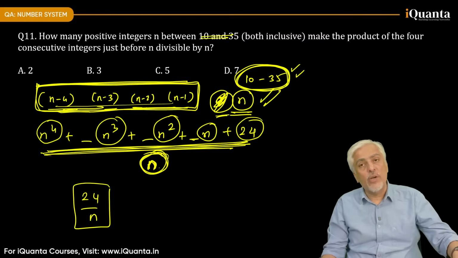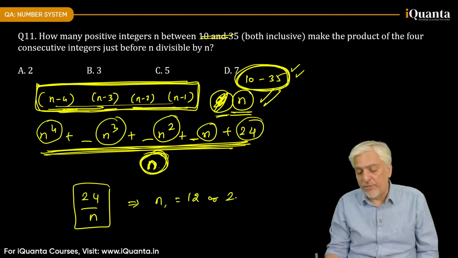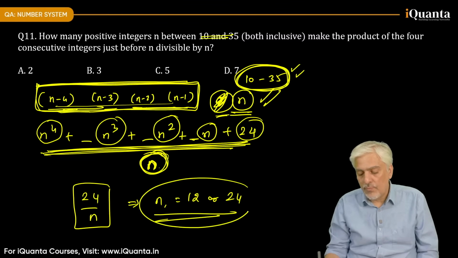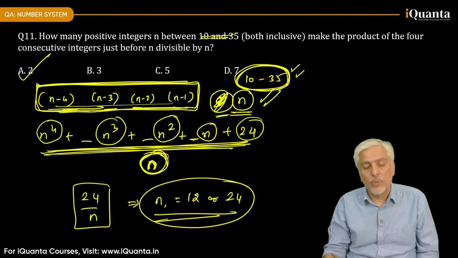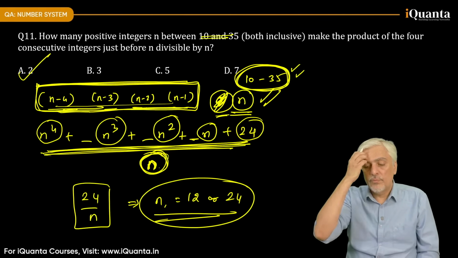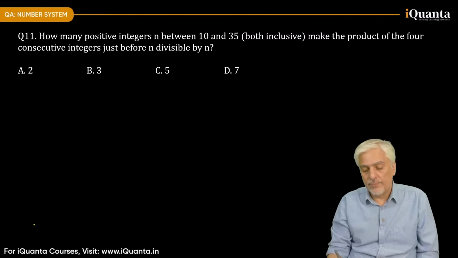I will also teach one more method. I'll show you two methods. Only n can be 12 or 24. This is one method. So the answer is the first option, 2. Right? Now let's think a little bit. What is the other method?